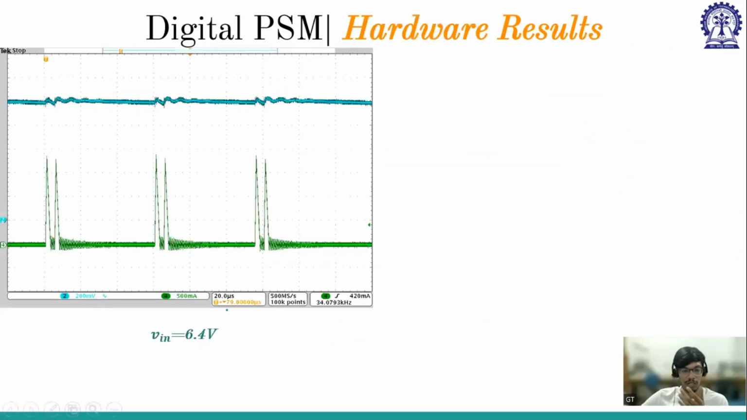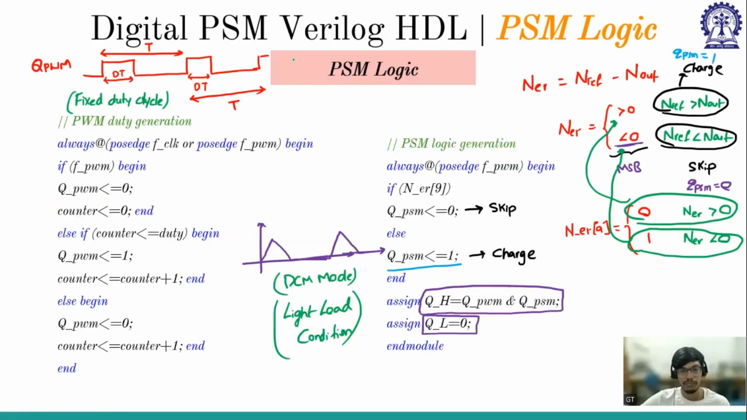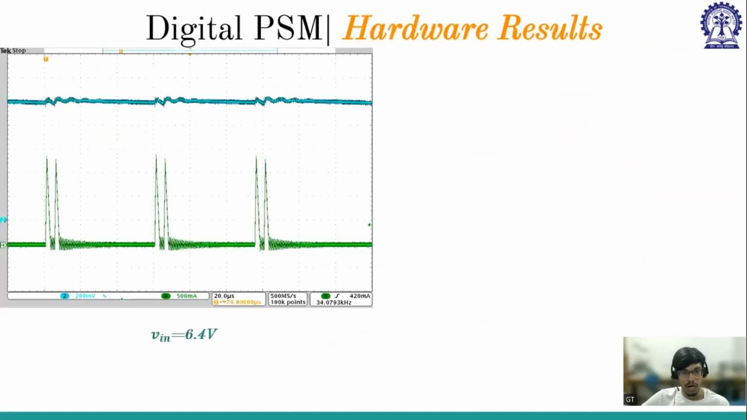Coming to the hardware results. Sir, we will skip the successive pulses as long as n reference is greater than n out? Yes, we will be skipping the successive pulses. Only when n reference comes less than n out, we will start giving the pulse. Yes. Okay, so let us quickly go through the hardware results.